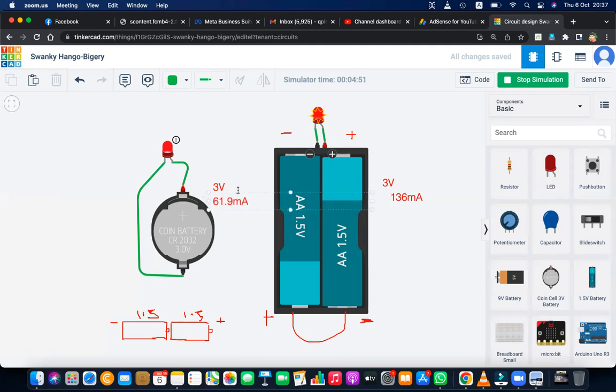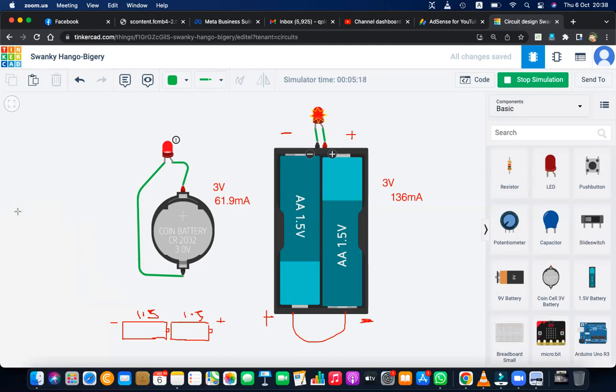Both will supply 3 volt, but the problem is one will give more milliamperes and the other will give less. Still both are high, but this one is too high. My right side setup has too high a milliampere level, so it will burn the bulb. So how can we control that? Let's think of current like a water pipe.